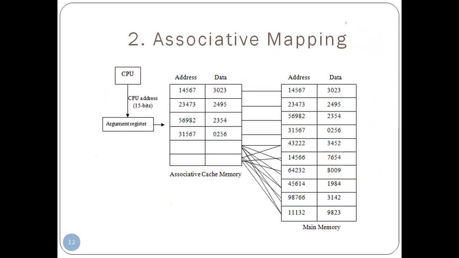In this associative mapping, I'll go directly to the diagram. Here we are going to maintain a memory called associative cache memory. So here, this is the associative cache memory. As usual, this is the main memory. Here, the CPU is going to generate a 15-bit address. Fine. This address is going to be placed in this argument register, some 01 or else some 31567. That address is going to be placed in the argument register.